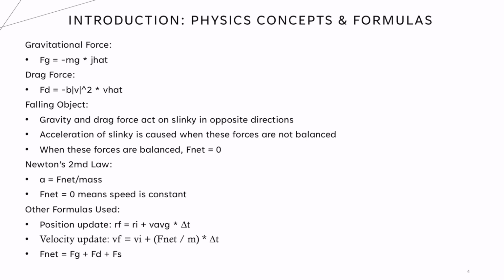So this also demonstrates Newton's second law. The acceleration is force over mass. And like I said, F net equals 0 means there's no acceleration in the downward direction. And then other formulas I used were the position update and velocity update, and then F net was the force of gravity, drag force, and the spring force added together.